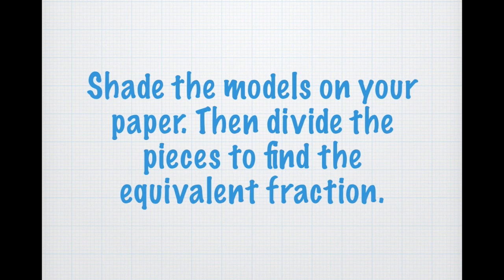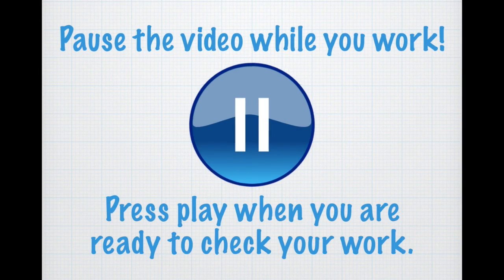Turn your paper over and shade the models on your paper. Then divide the pieces to find the equivalent fraction, just like we just did. Pause the video while you work. And when you're done, press play so you can check your answers. Remember to shade in the given fraction first and then divide the model to find the equivalent fraction.